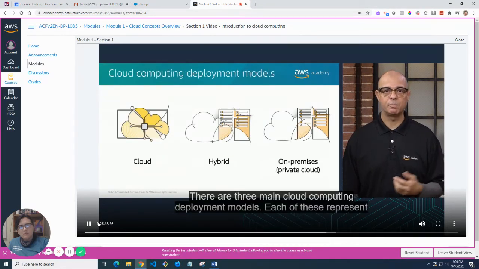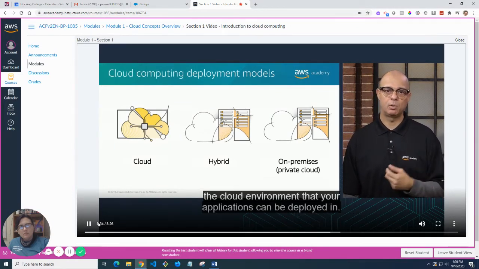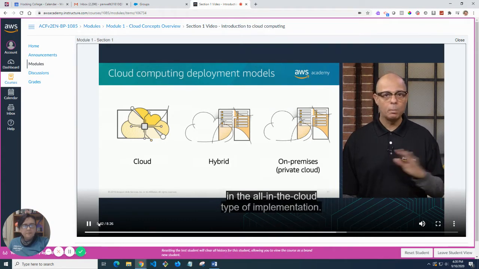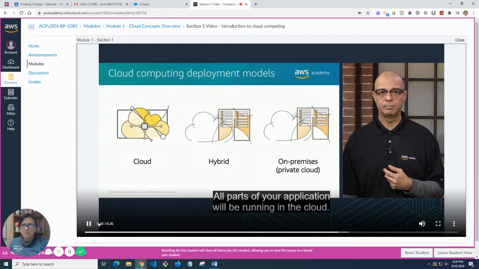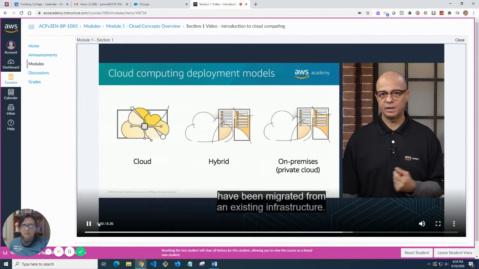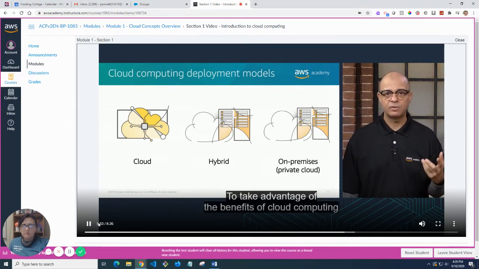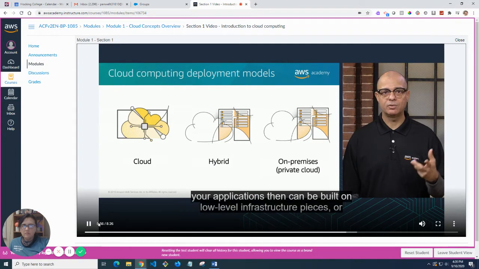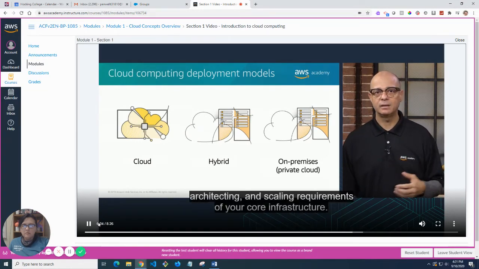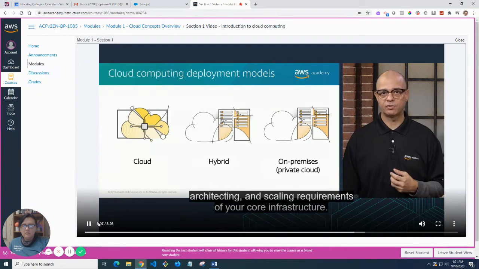There are three main cloud computing deployment models. Each of these represent the cloud environment that your applications can be deployed in. A cloud-based application is fully deployed in the cloud in the all-in-the-cloud type of implementation. All parts of your application will be running in the cloud. Applications in the cloud have either been created in the cloud or have been migrated from an existing infrastructure. To take advantage of the benefits of cloud computing, your applications can be built on low-level infrastructure pieces, or you can use higher-level services that provide abstraction from the management, architecting, and scaling requirements of your core infrastructure.